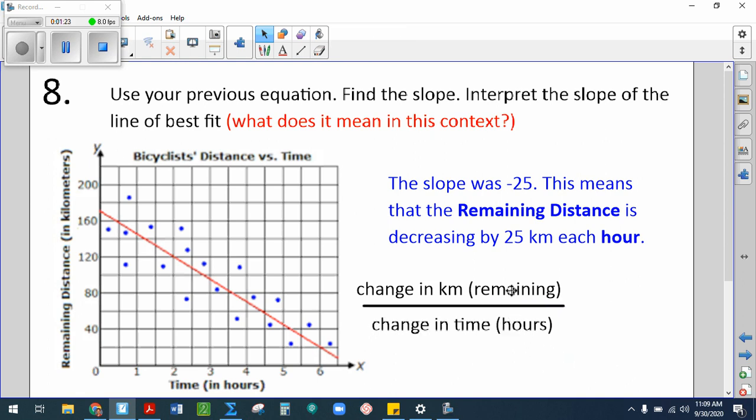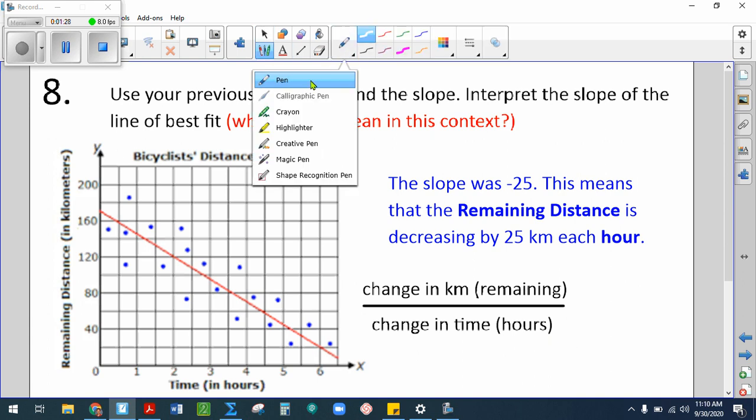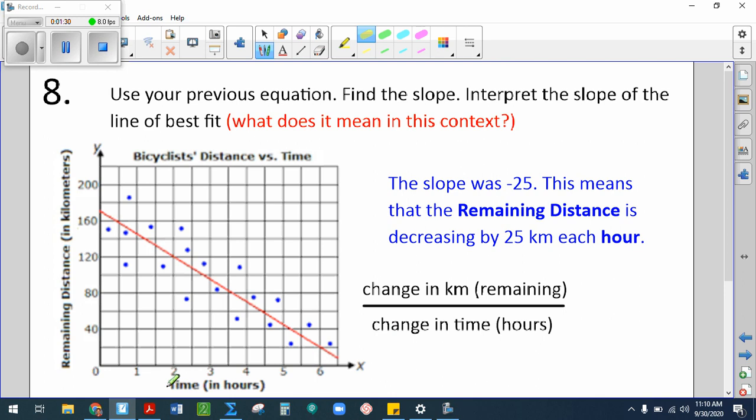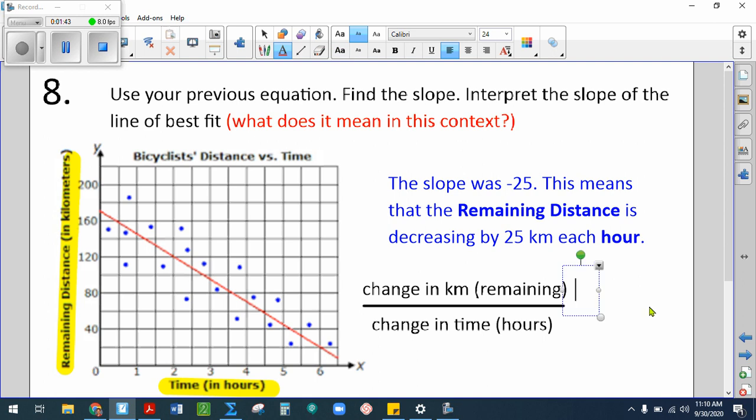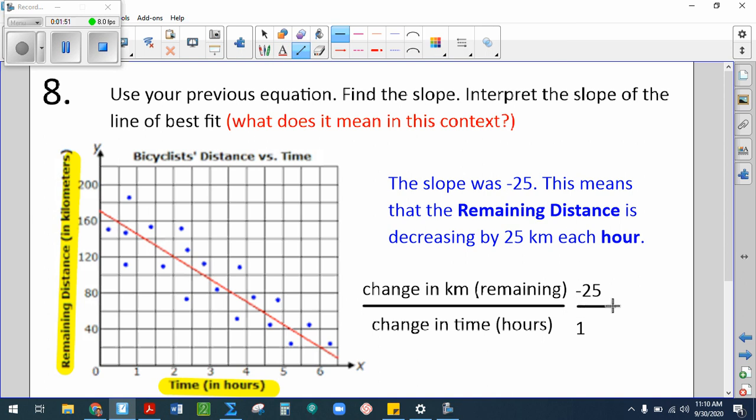So some of you guys might be thinking that it's confusing to try to figure out what it's interpreting by. But what we've showed you is that every time you're trying to interpret the slope, you are using these values, labels on the x-axis and the y-axis. So if my slope is negative 25 over 1, then we're changing the kilometers by 25 and we're changing the hours by 1. So it's decreasing by 25 kilometers per hour.